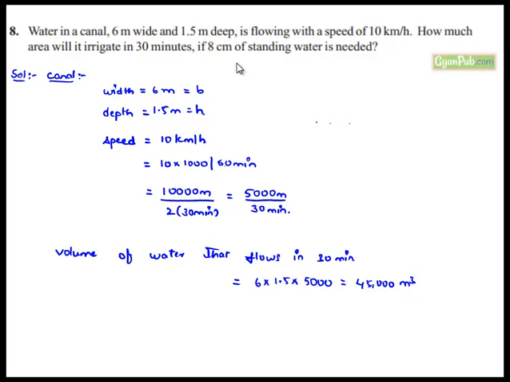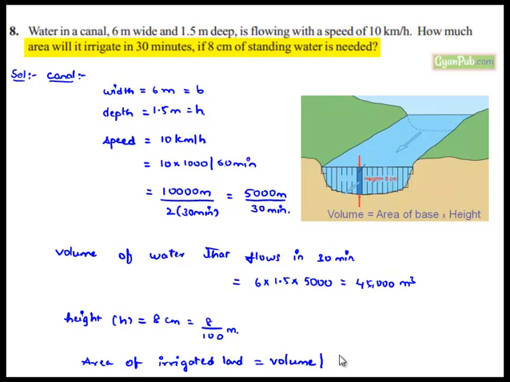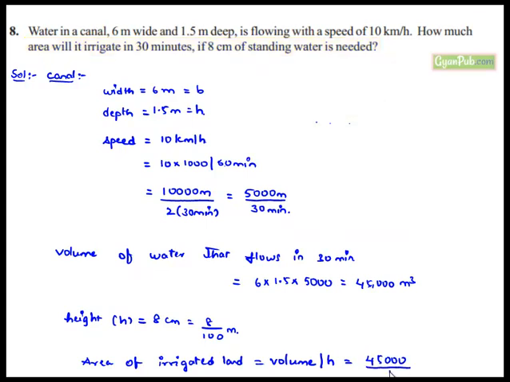And he is asking that there is a need for 8 centimeters of standing water. So here the height of the water required to stand, H, is equal to 8 centimeters. Converting this into meters, we get 8 by 100 meters. Now the volume that flows in 30 minutes will be equal to the area irrigated into the height of standing water required. Therefore, the area of irrigated land in 30 minutes is equal to the volume of water flowing for 30 minutes divided by height h, which is equal to 45,000 by 8 by 100.